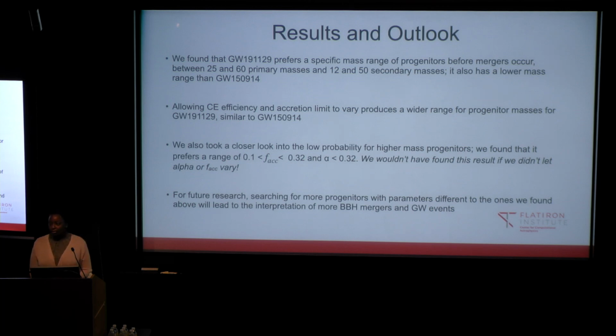Right before the event is what's best. And that's what makes the finding so interesting, because again, just to reiterate for like the third time, if we didn't let them vary, of course we wouldn't have found those for the higher mass progenitors, because they're already very rare, and the rarity increases when we increase the masses of the progenitors. So yes.